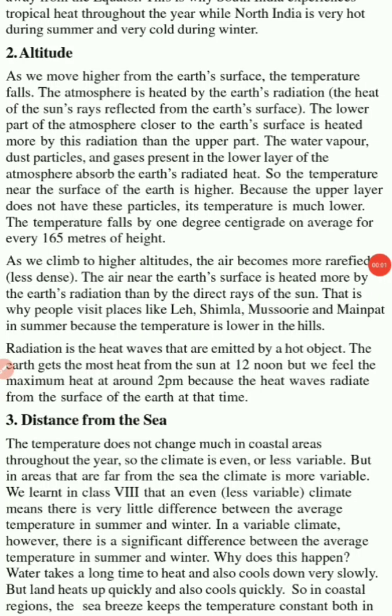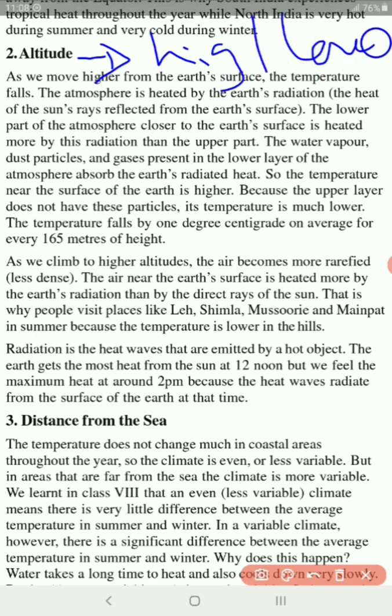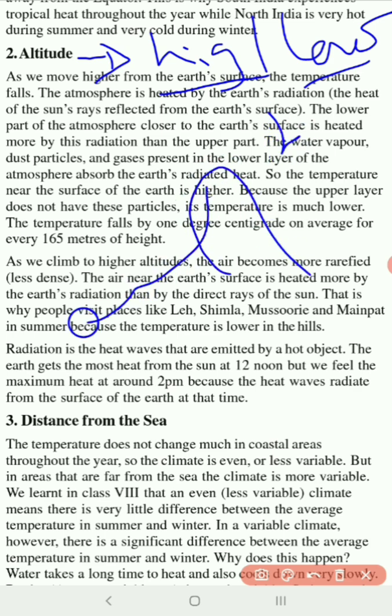Okay, now we move on to the second factor that affects the climate of our country, that is altitude. Altitude is either high altitude or low altitude. We talk of high and low only in terms of hill areas. So a hill has a high part and a low part. Even this affects our climate.